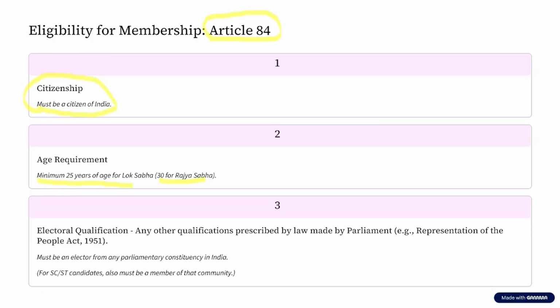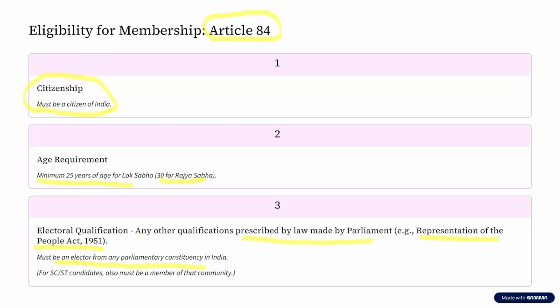Now, what are the other qualifications? The other qualifications are as prescribed by a law made by the Parliament. The Parliament of India has passed the law for this very particular purpose, called the Representation of the People's Act of 1951. Now, what does this law say? This law says that this person who is going to contest the election has to be an elector from any parliamentary constituency in India.